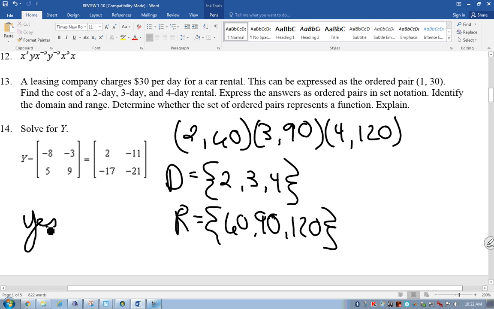Is this a function? Yes. If we had to explain, I'm not going to write this out because I don't have the space or the handwriting for it, but there is exactly one output for every input. Does that make sense? That's number 13.